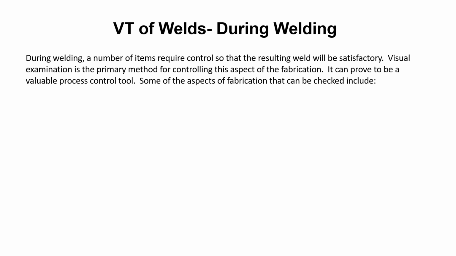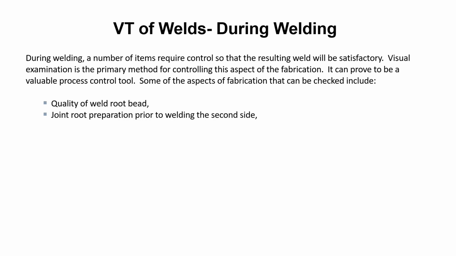So when we're welding, there's a lot of items that require control so that the resulting weld's going to come out all right. Visual examination is our primary tripwire, our primary method for making sure that everything comes out right during the fabrication. Visual testing is a very, very valuable process control tool for us.